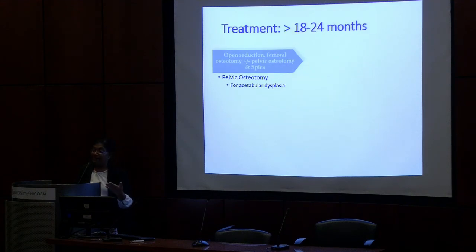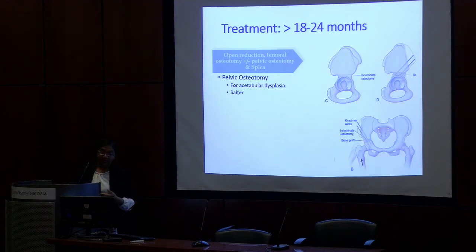Again, if they're older and they have residual acetabular dysplasia, then they might need a pelvic osteotomy. And there's two commonly done types. One is a Salter osteotomy, where you basically are cutting the bone, the pelvic bone, from anterior to posterior, and then you're tilting it down anterolaterally, and you stick a bit of bone graft that you take from your child's iliac crest, and you put it in there and secure it with pins to increase the anterolateral coverage.